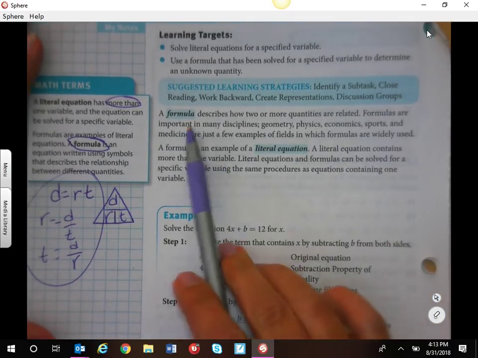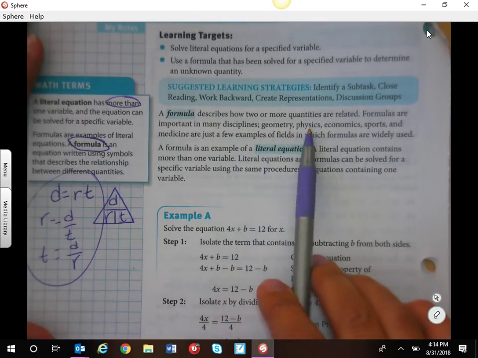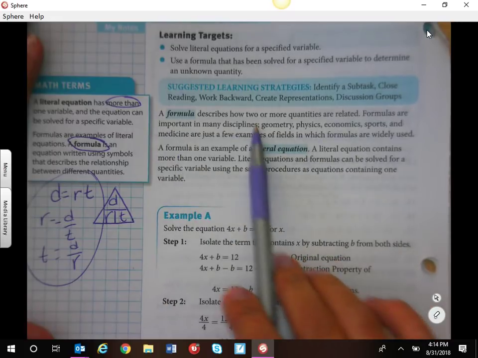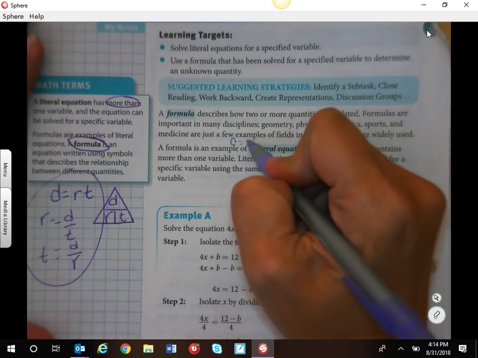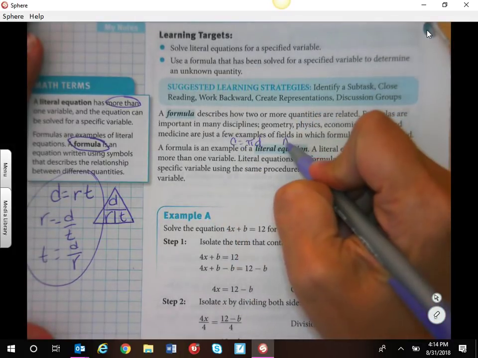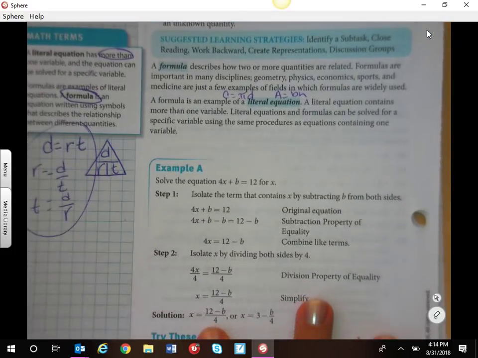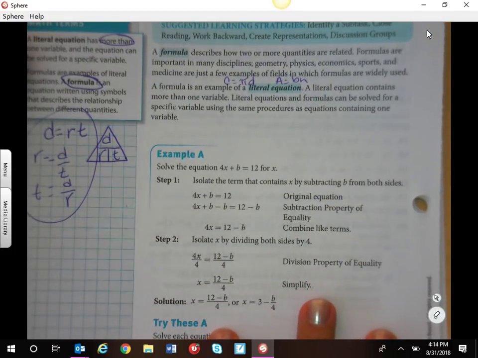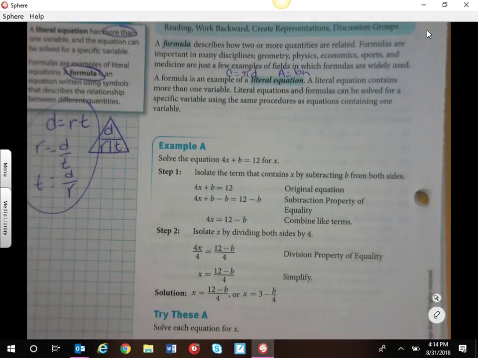So we have a formula that describes how two or more quantities are related: geometry, physics, economics, and so on. Lots of geometry. For example, when you did C equals pi times d, or A equals base times height, this is a literal equation. You use them often, but you're used to plugging numbers in to solve. So we're going to look at what happens when we're not plugging in numbers, we're just solving for a variable. So here is an equation, 4x plus b equals 12, and we want to solve for x.